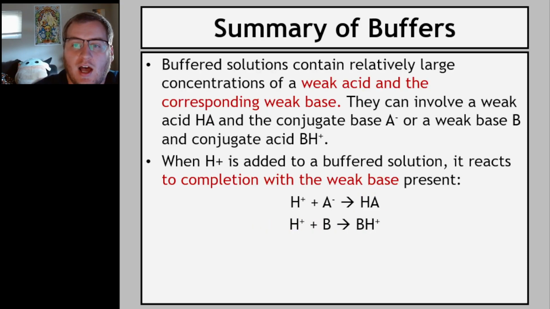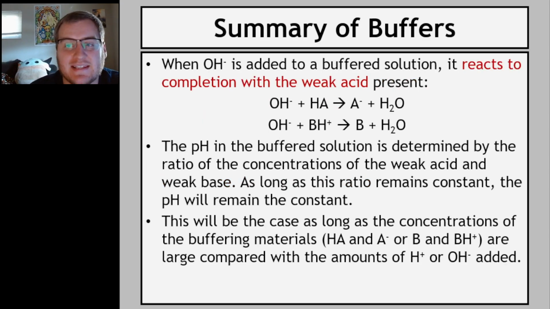All right. Buffered solutions contain relatively large concentrations of weak acid and corresponding weak base. They can involve a weak acid, HA, the general form of any weak acid, and its conjugate base, A minus, or a weak base, B, and its conjugate acid, BH plus. When H plus is added to a buffer solution, when you add an acid, it reacts with the weak base. When OH minus, when a base is added to a buffered solution, it reacts with the weak acid. So the acids in the buffer can react with bases that get added, and vice versa.